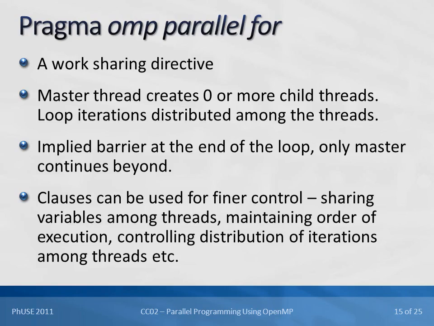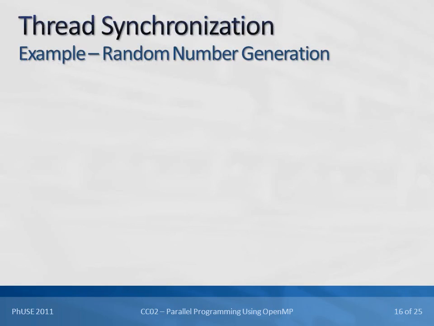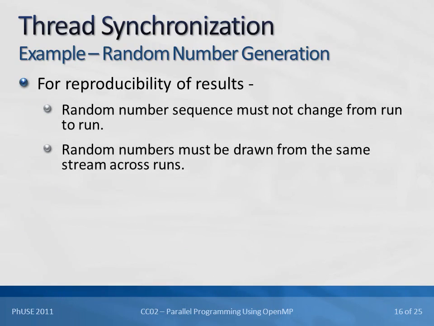Thread synchronization is an important topic whenever you are writing multi-thread programs, because often in your program there are resources that are shared among multiple threads, like a shared memory location or a shared file. You don't want two different threads to access this shared resource at the same time, because the resource could get corrupted and your program could give wrong results, or it could just misbehave. So you have to synchronize. One example is random number generation.